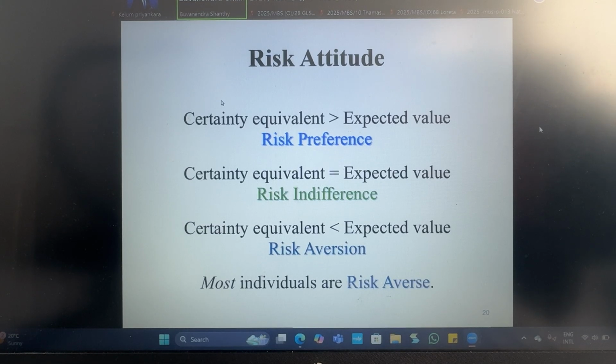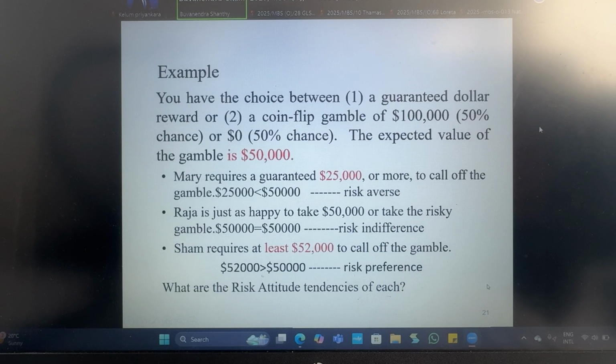If I explain these three concepts with a particular example, you can get more clarity. Here you have a choice between a guaranteed dollar reward or a coin flip gamble of $1 lakh with a 50% chance, or with a 50% chance $0. The expected value of this gamble: $0 received with 50% chance, so 0 times 50% is 0, and $1 lakh times 50% probability. So the expected value, as we calculated, is $50,000.